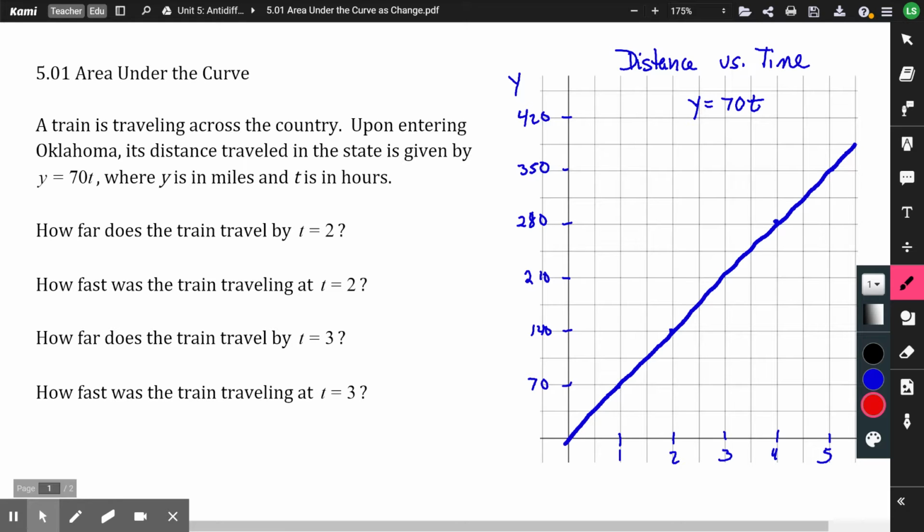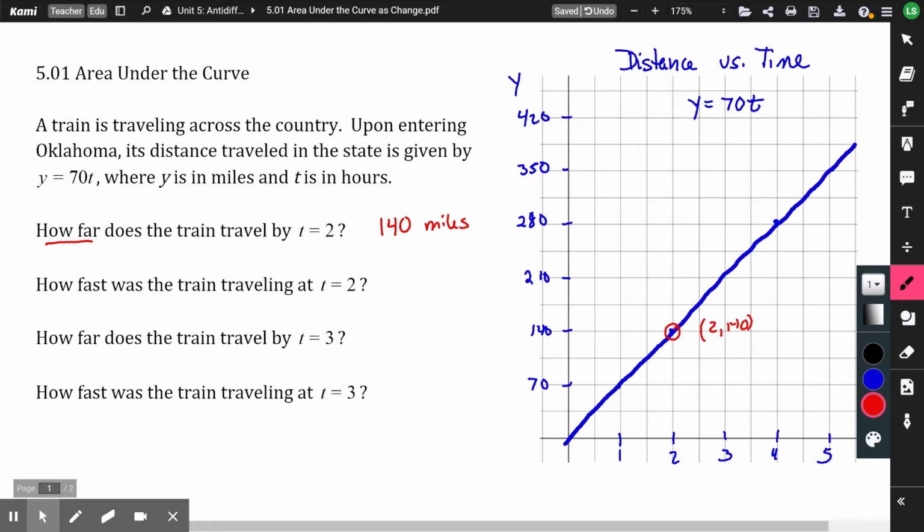How far does the train travel by t equals 2? So we're going to start at t equals 2 hours, take a look at the graph, and we're going to see that that is the point 2 comma 140. So we know that it's been traveling 140 miles by the time it reaches 2 hours.